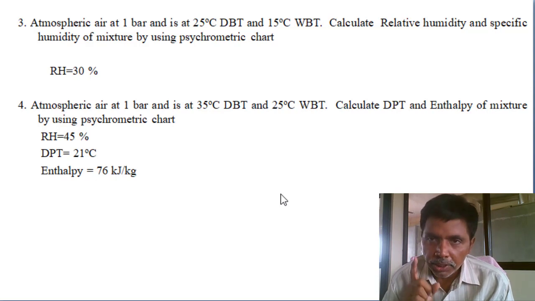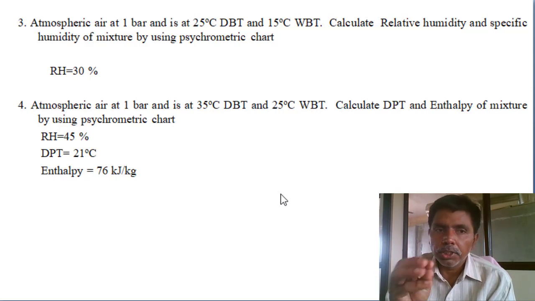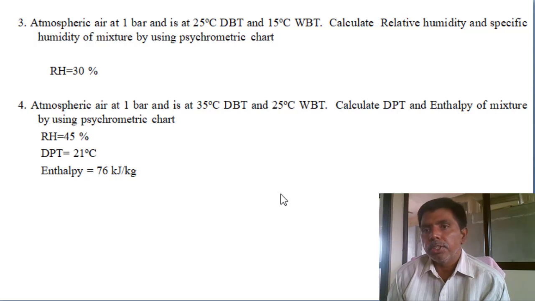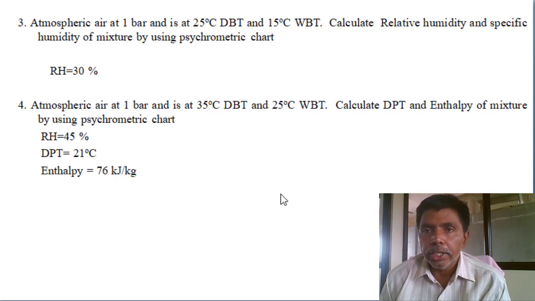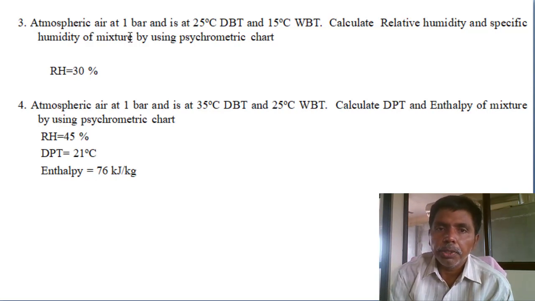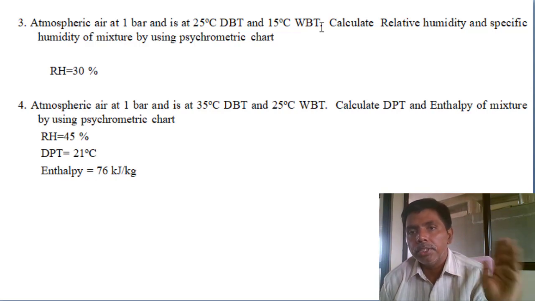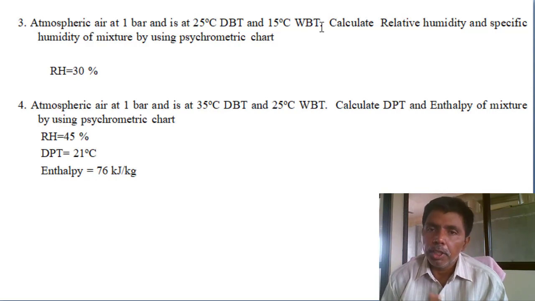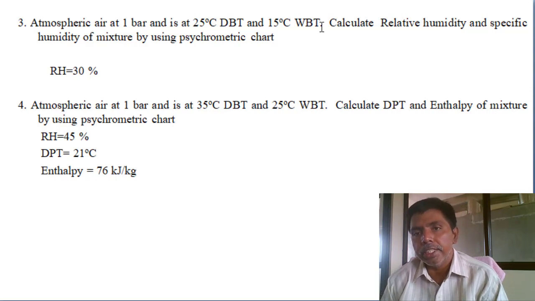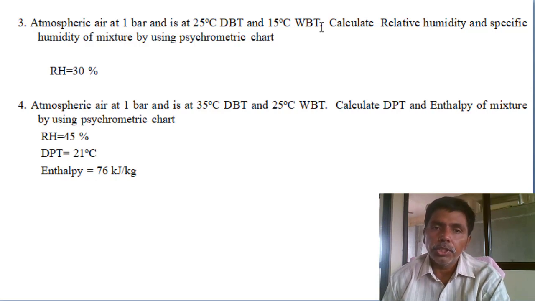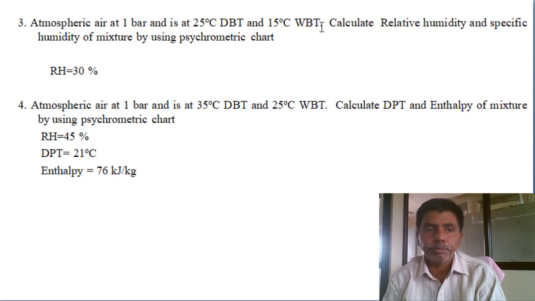So better we measure dry bulb and wet bulb only. Based on the dry bulb and wet bulb, we will solve two problems. Then we will get a thorough idea about how to use the psychrometric chart. First one: atmospheric air at 1 bar and at 25 degrees centigrade dry bulb temperature and 15 degrees wet bulb temperature. Calculate relative humidity and specific humidity of the mixture by using the psychrometric chart.